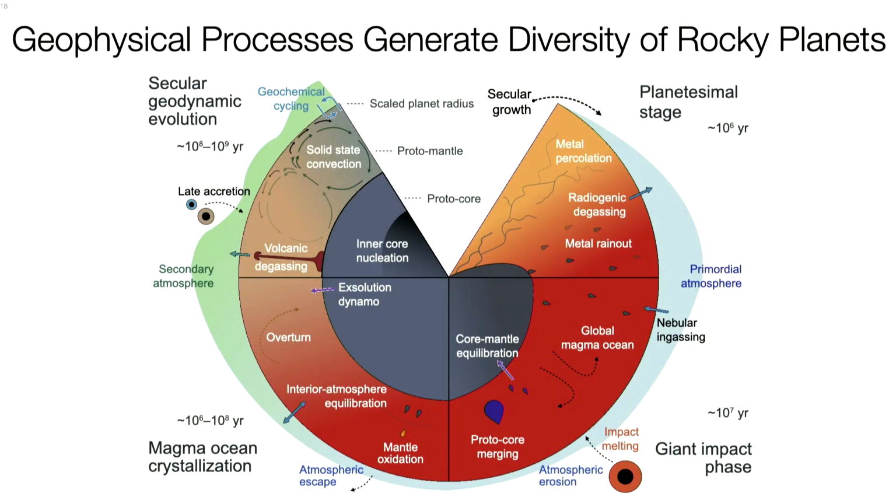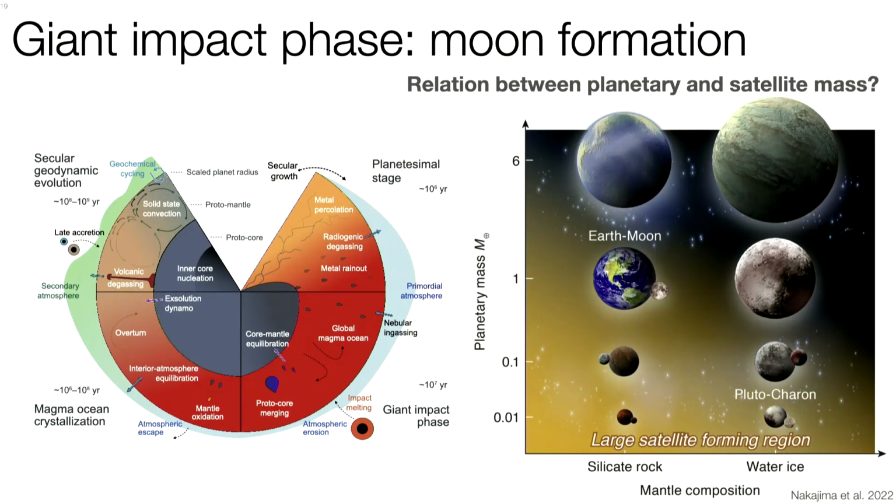And I also want to stress one point about the importance of a giant impact. So the giant impact is thought to be responsible for forming our own moon. And the moon is very important for us, so it affects the length of the day and the ocean tides, and also potentially the stability of the obliquity. So that also affects the climate.